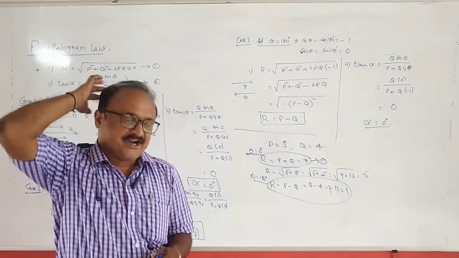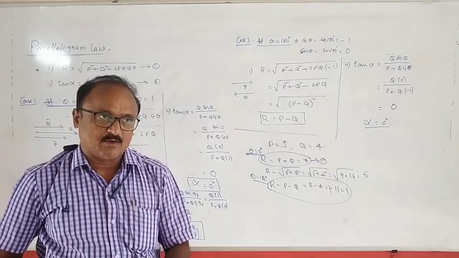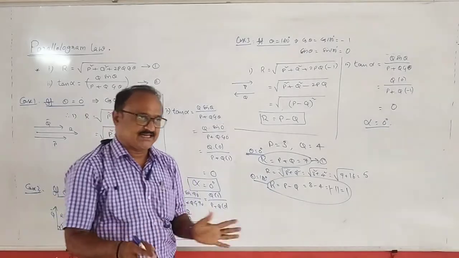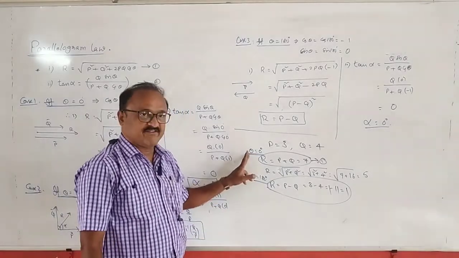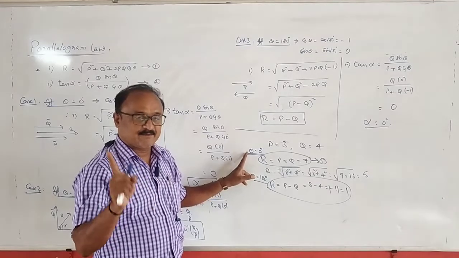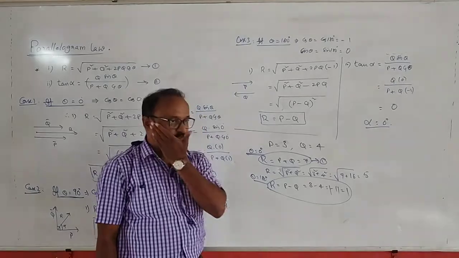What is the condition for any two vectors acting at one point to have a maximum resultant? To have a maximum resultant, both vectors should be parallel to each other. The formula for maximum resultant is R equal to P plus Q.